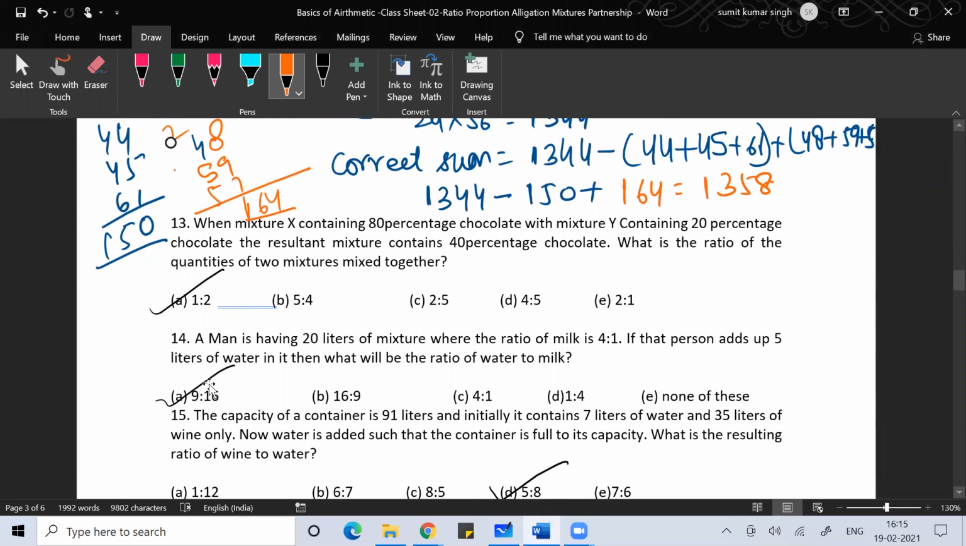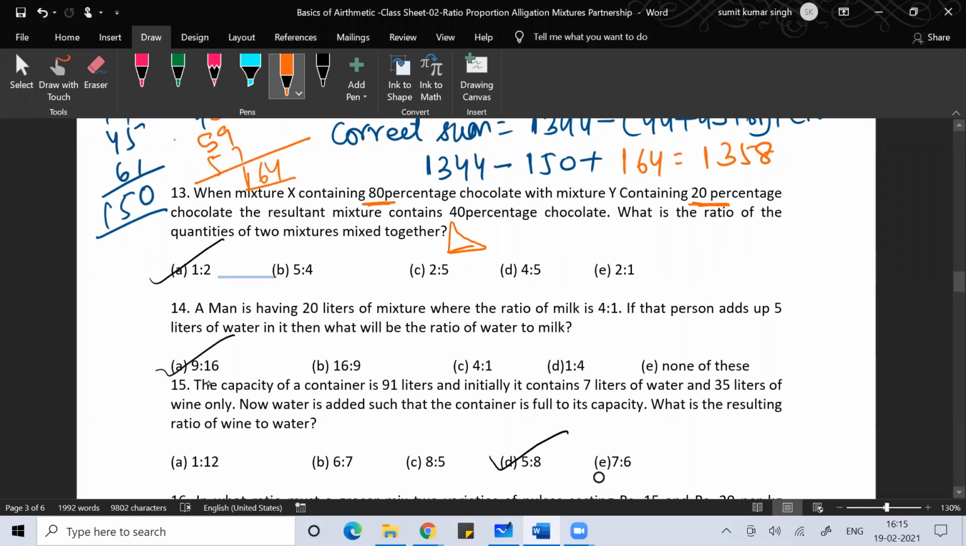Now, if you see question number 13, when mixture X containing 80% chocolate is mixed with mixture Y containing 20% chocolate. So you have mixture X which contains 80% chocolate. You're mixing with mixture Y which contains 20% chocolate. The resultant mixture contains 40% chocolate.